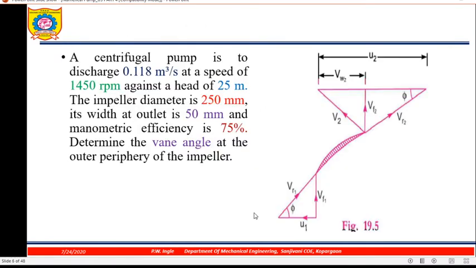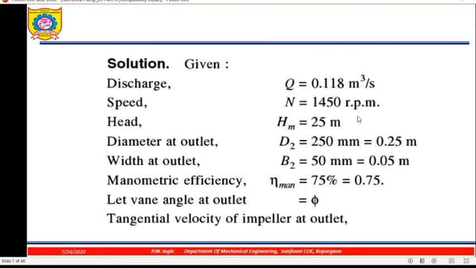The next problem. A centrifugal pump is to discharge 0.118 meter cube per second at a speed of 1450 rpm against a head of 25 meter. The impeller diameter is 250 mm and its width at outlet is 50 mm and manometric efficiency is 75%. Calculate the vane angle at the outer periphery of the impeller. What is given? Q is given, N is given, manometric head is given, D2 is given, B2 is given, manometric efficiency is given, and the vane angle is phi.